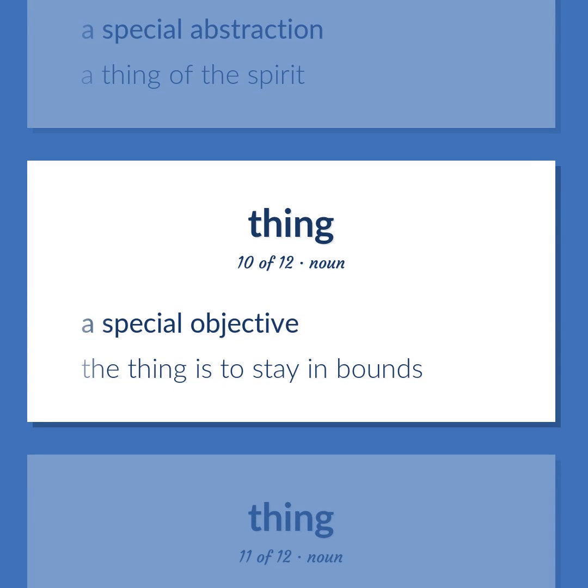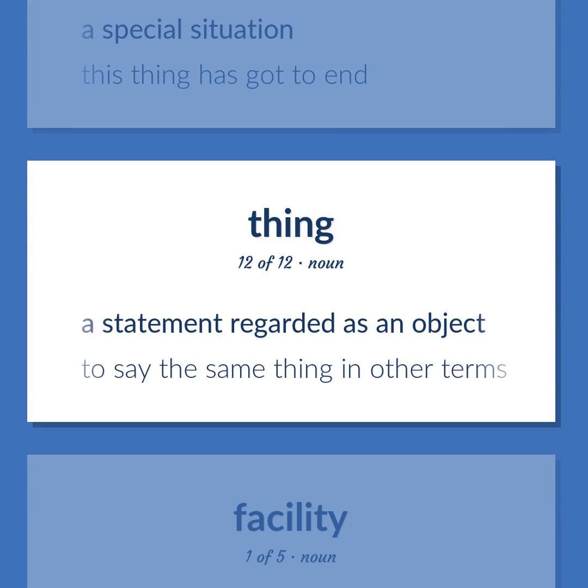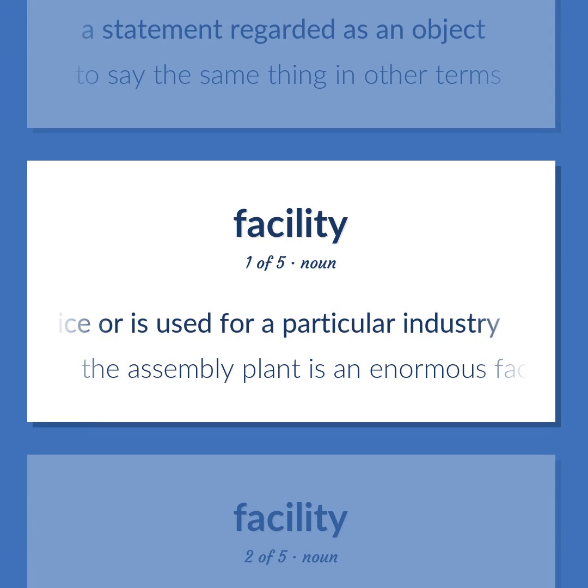A special objective. The thing is to stay in bounds. A special situation. This thing has got to end. A statement regarded as an object. To say the same thing in other terms. A building or place that provides a particular service or is used for a particular industry. The assembly plant is an enormous facility.